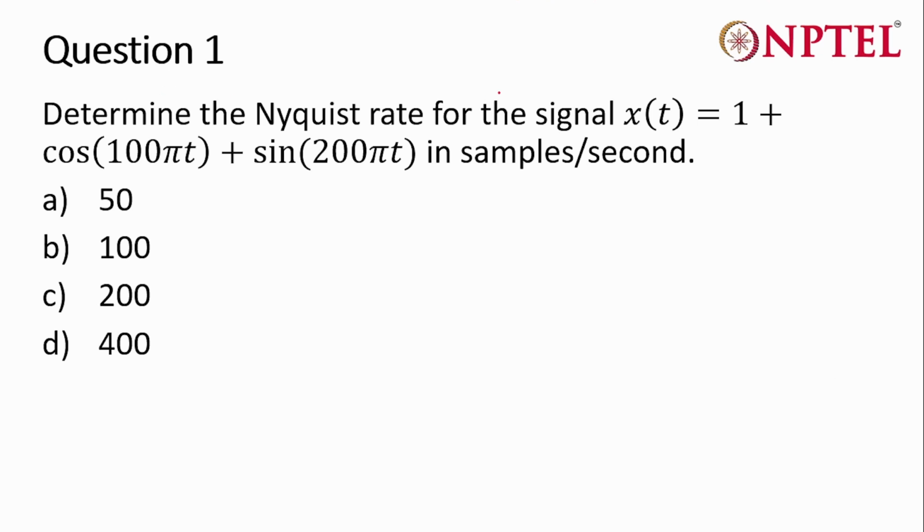Determine the Nyquist rate for the signal x of t is equal to 1 plus cos of 100 pi t plus sine of 200 pi t in samples per second. So first think about what is Nyquist rate. I'll give you a few seconds to understand the question. Then I'll tell you the answer.